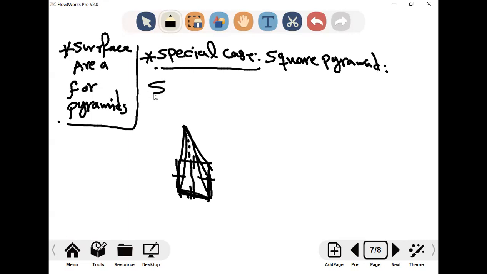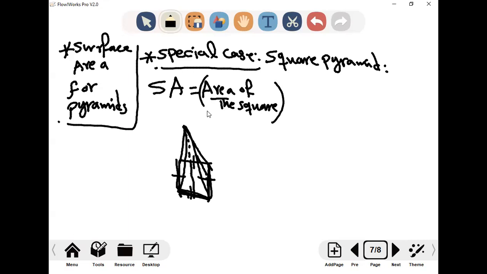Look at the surface area now. The surface area equals, it has two parts. The first part, the area of the square, right? We know the area of the square. It's S power 2. Don't forget that. So the area of the square.